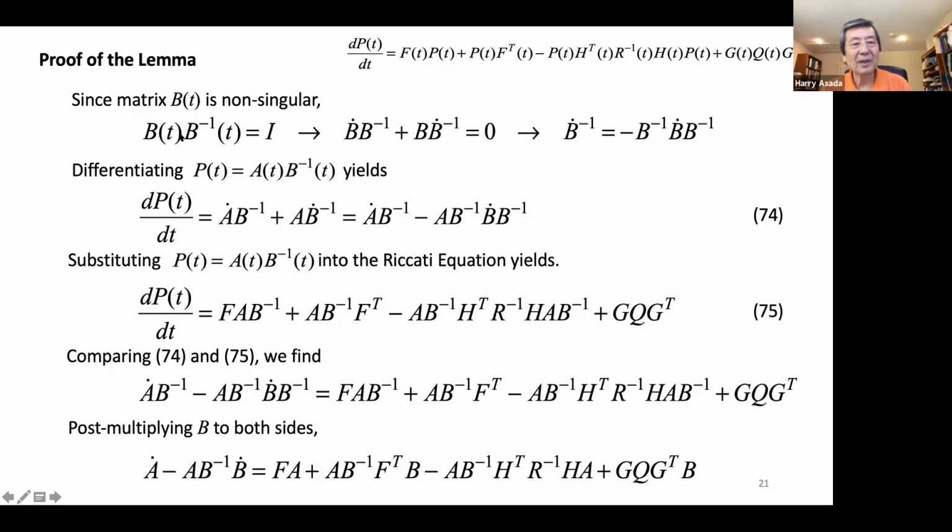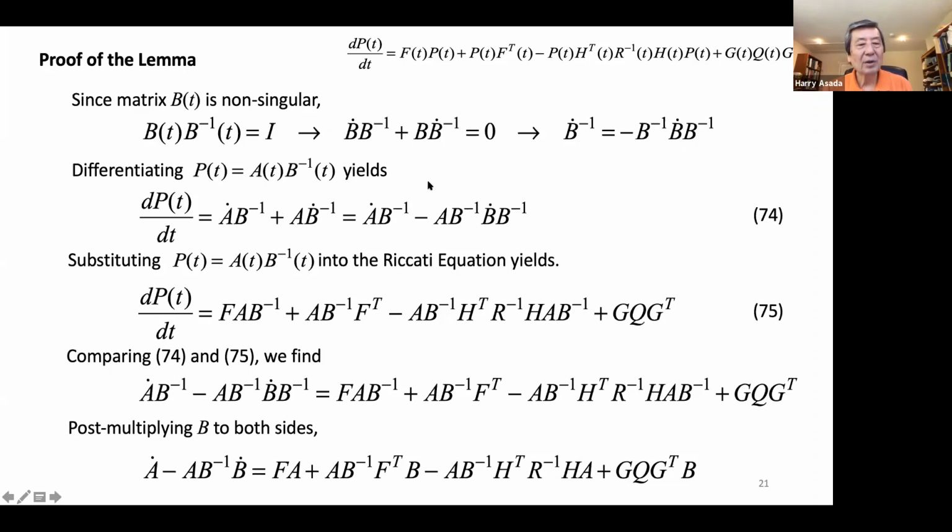So differentiate one by one. Differentiate this times this: B dot times B inverse, and then this differentiation comes with the B, and dot equals 0, right? So we can solve this one for B inverse dot, and B is assumed to be non-singular, so we can write it this way. Okay, so now the trick is the following.